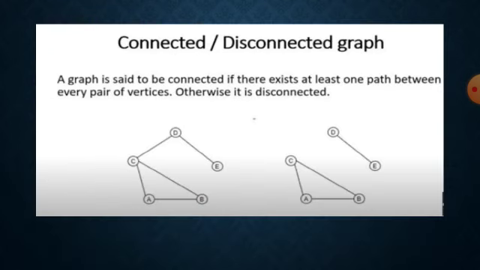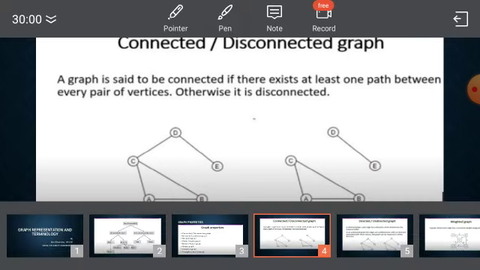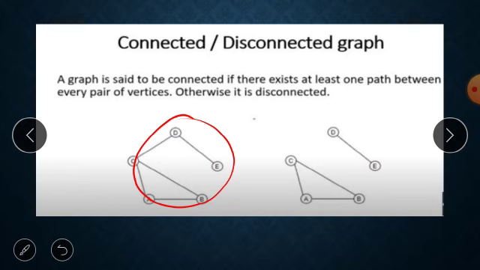So what is a connected or disconnected graph? A graph is said to be connected if there exists at least one path between every pair of vertices. That is, we have to visit every vertex by at least one path. Otherwise it is disconnected. See the graph here. We have vertices A, B, C, D and E. We have to visit E by this path and then B by this path. So this is called the connected graph.